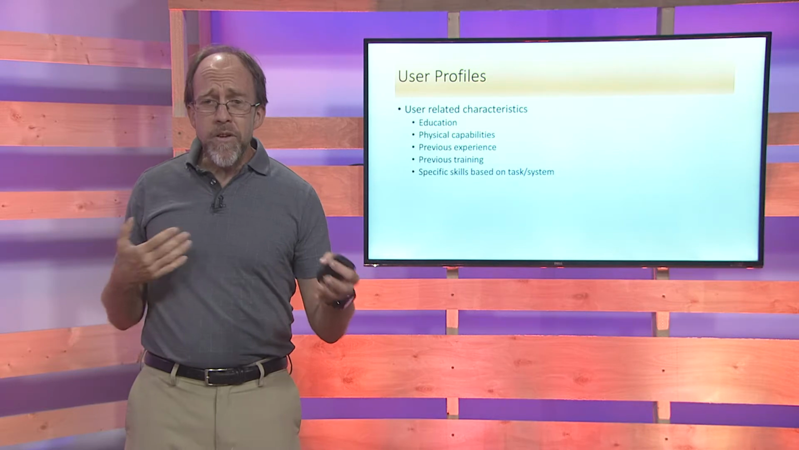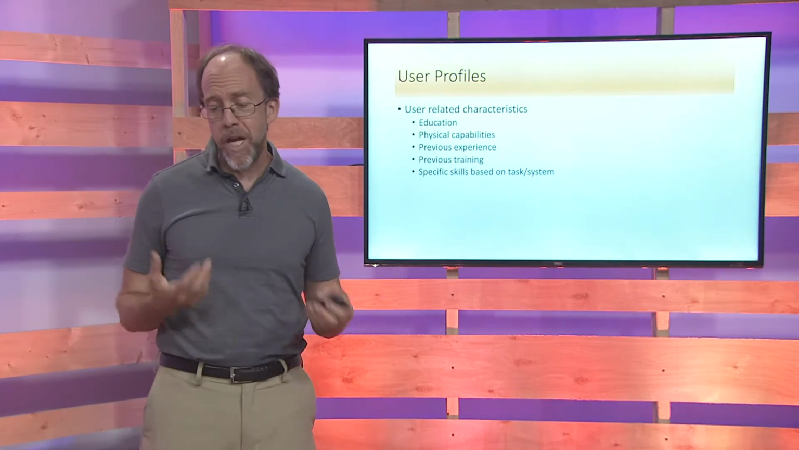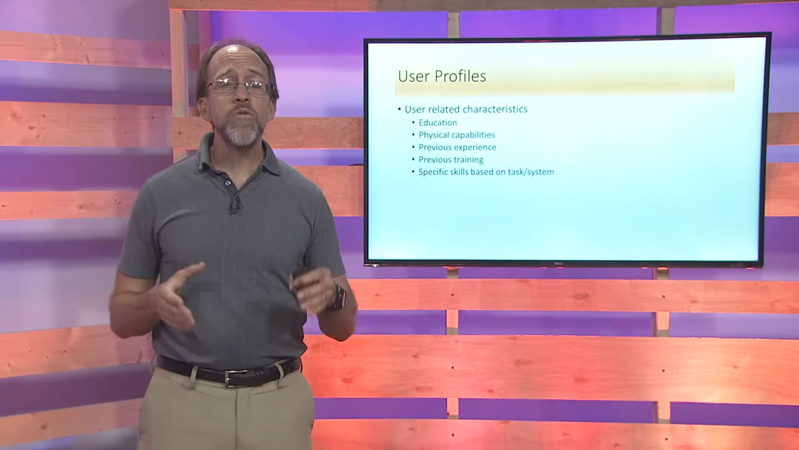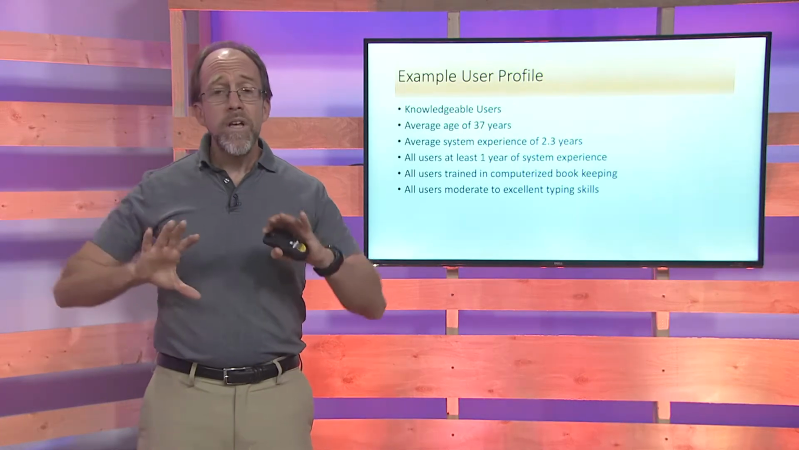Well, the type of information that might be useful to you would be things like their education, their physical capabilities, how experienced are they, and how experienced are they with systems that are similar to the system that you're developing. Do they have previous training? Have they used a system that is one of the competitors? Do they have specific skill sets that are useful to the tasks and the functions of the system that you're designing? So you build the user profile with information.